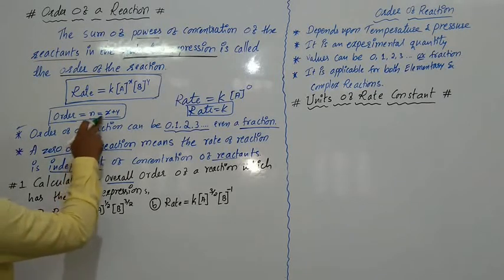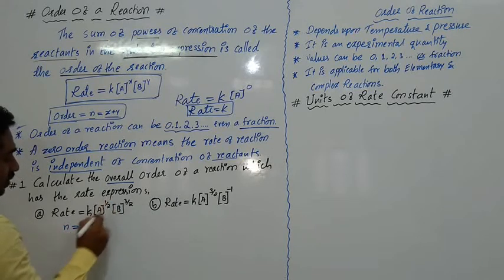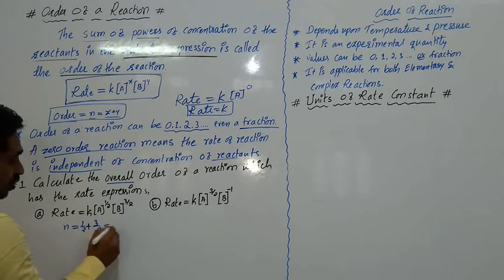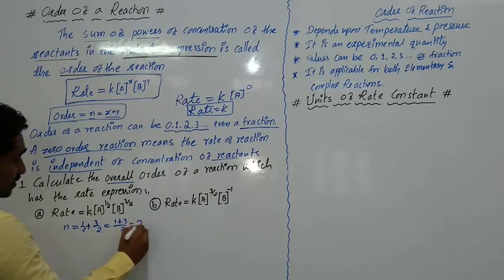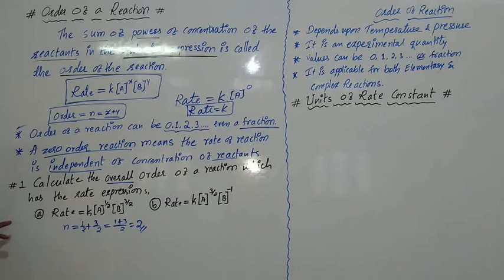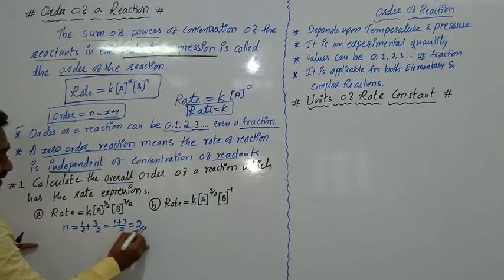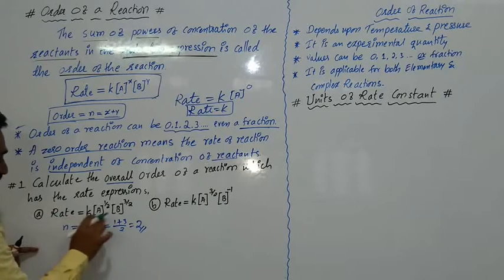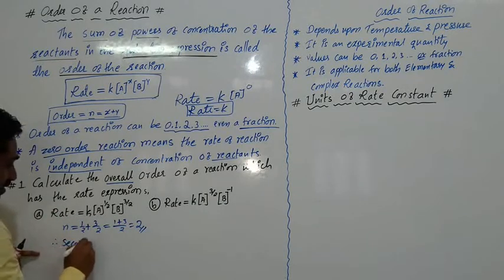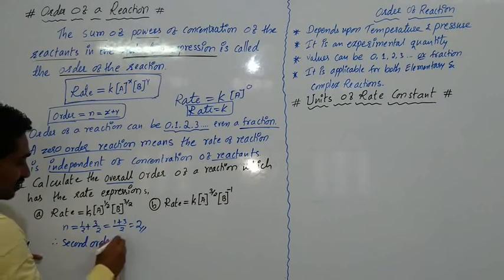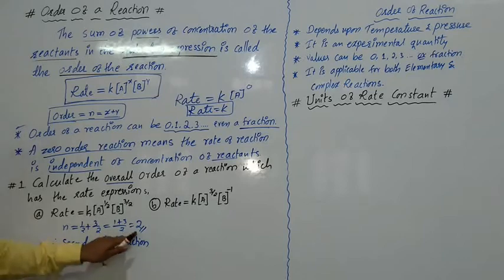First, let us calculate for this one. Order of reaction n is equal to x plus y. What is x here? x is 1 by 2 plus y is 3 by 2. How much is it? 1 plus 3 divided by 2, it is 2 only. So this is a second order reaction. The overall order is 2 means this reaction is a second order reaction. So this is the overall order.